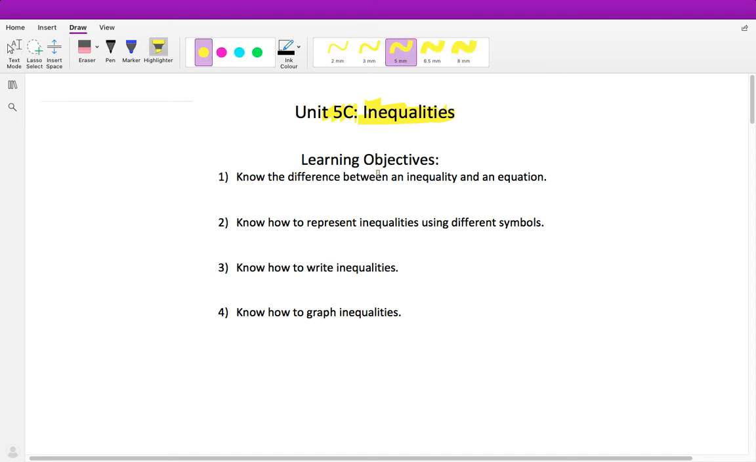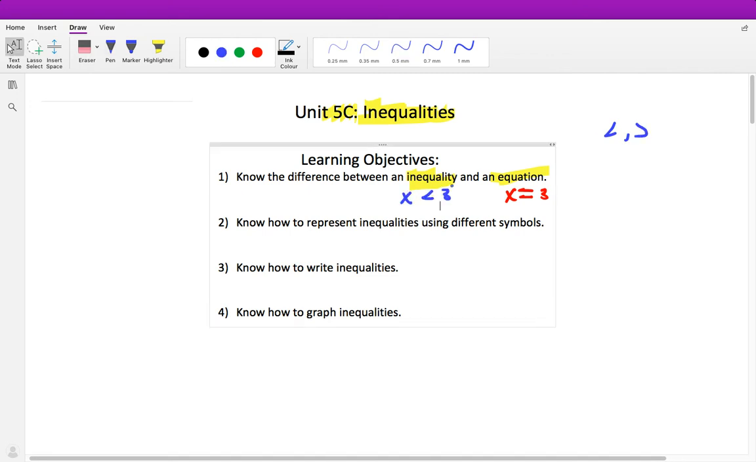So the first thing is you're going to have to know the difference between an inequality and an equation. Well, you should already know equations in great detail, and that's where we have the equal sign. So we could say x is equal to 3. That was an equation that we had. An inequality is going to be using our less than or our greater than signs. So we would have seen an inequality as x is less than 3.